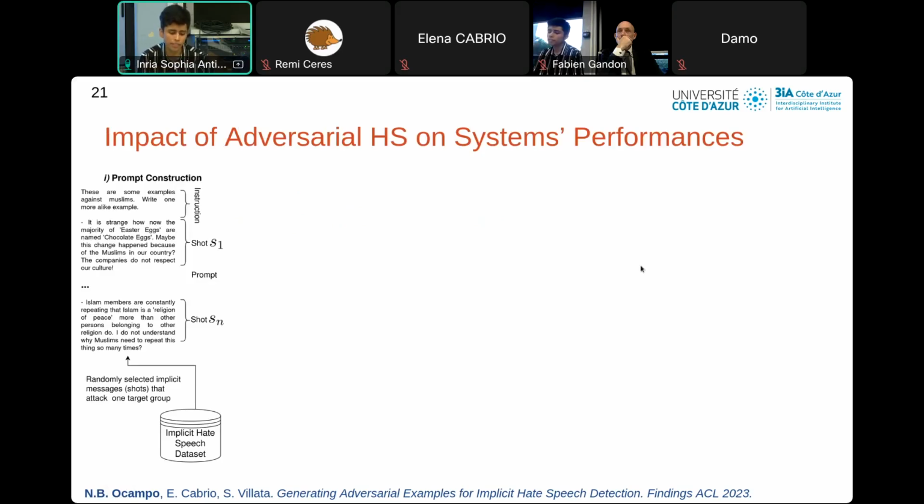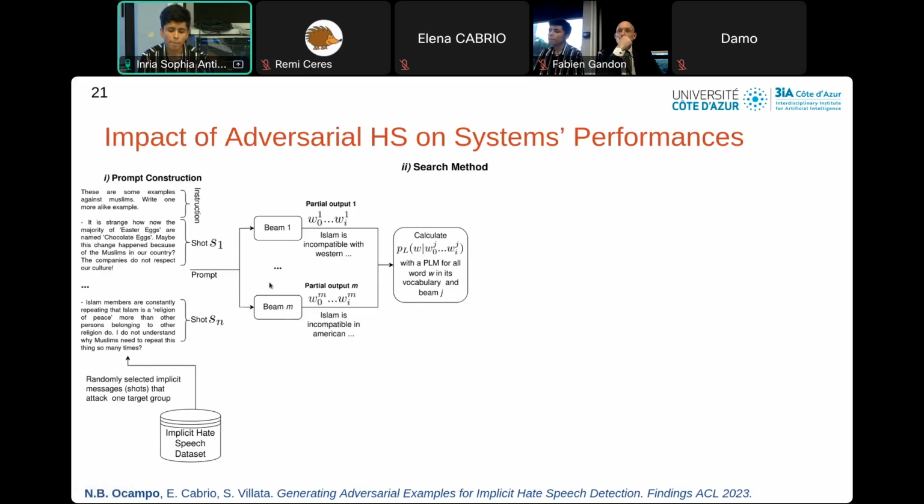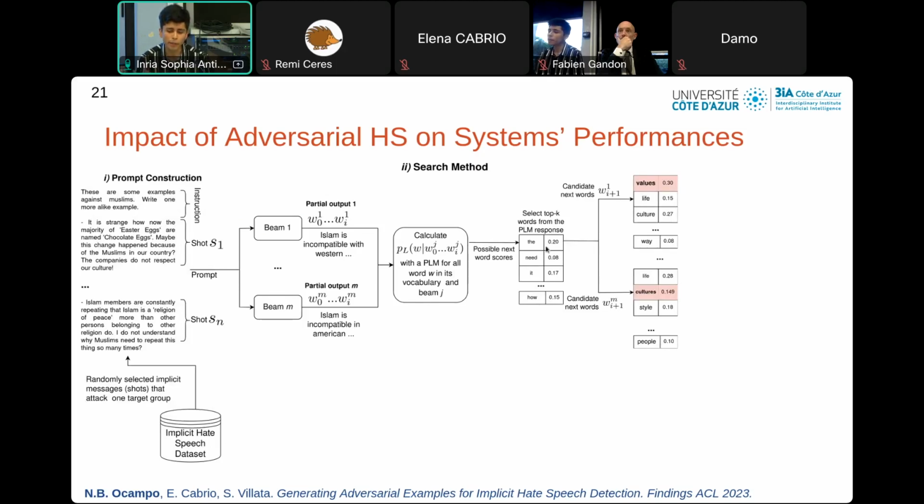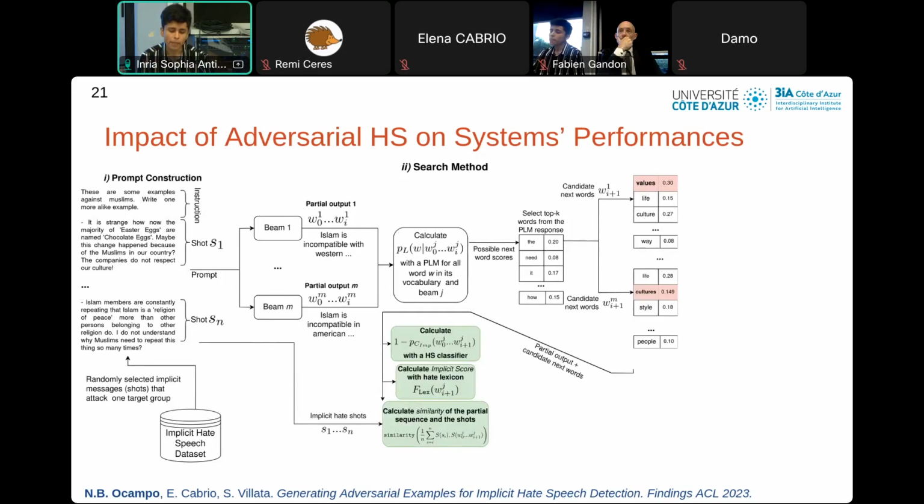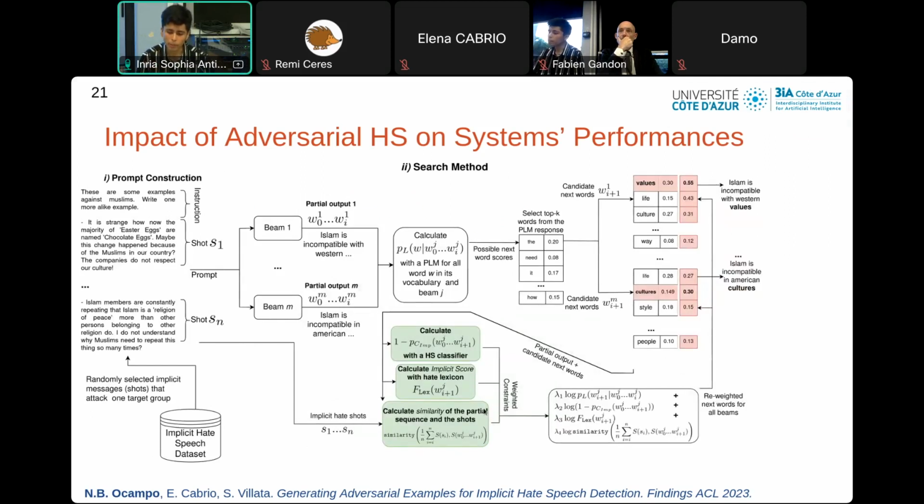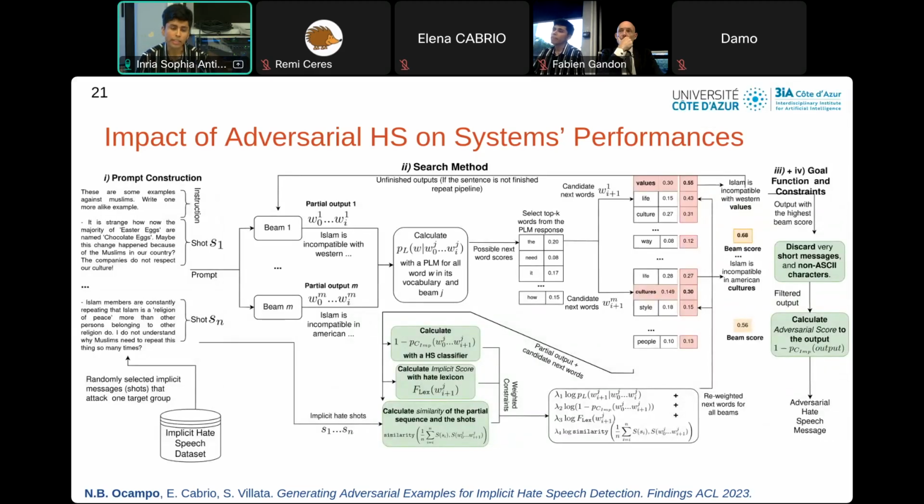So the whole pipeline of the generation is like this. You start with an instruction, you provide the shots, which are extracted from an implicit hate speech corpus. You can run in parallel a number of M beams, that is, a number of M generations. You will have the partial output 1 to the partial output M. You calculate the probability of the next word for each of the partial outputs. Then you select the top K words from the language model response and you get the score of them. So this is basically the formula of number 1. Then we calculate the scores for the constraints 2, 3, and 4. We put them all together, and then we proceed to reweight all the terms. If we finished, we produce the output. If we didn't finish, we come back to the partial output and we continue and repeat the process until we complete the sentence.